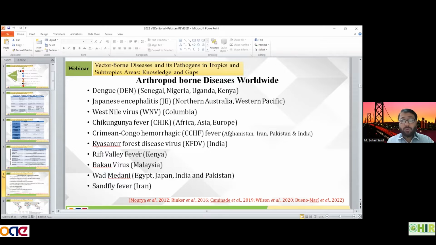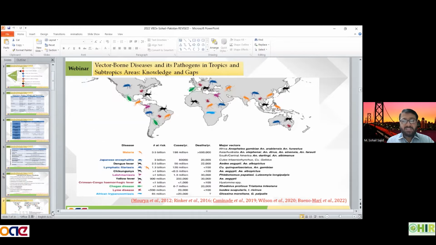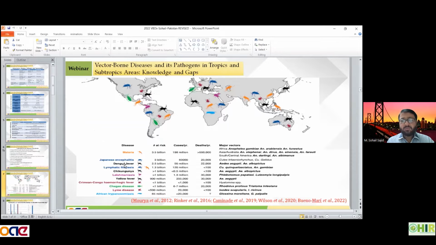So in the worldwide scenario, there is a huge range of diseases, and this is not the end of the list. These are only a few of many which I have listed here. It includes dengue, Japanese encephalitis virus, West Nile, chikungunya, CCHF, Rift Valley, and sandfly fever. This is just to show the significance of how significant these could be in the global scenario.